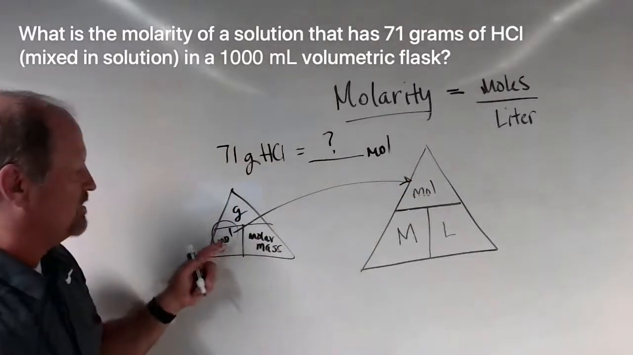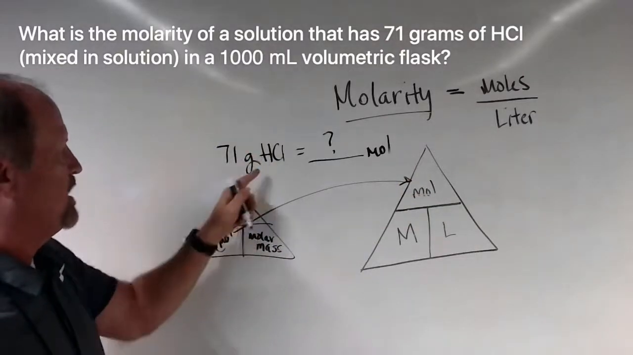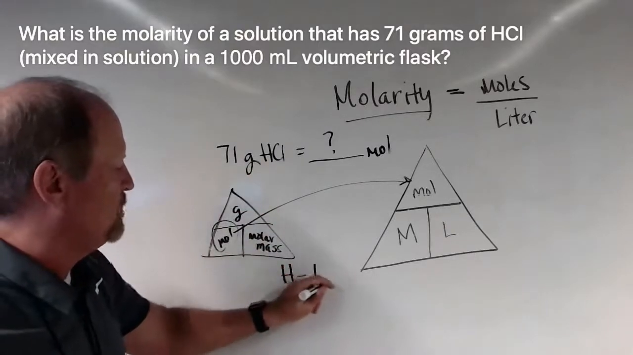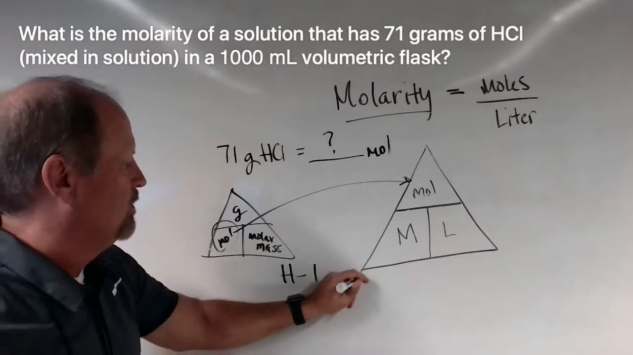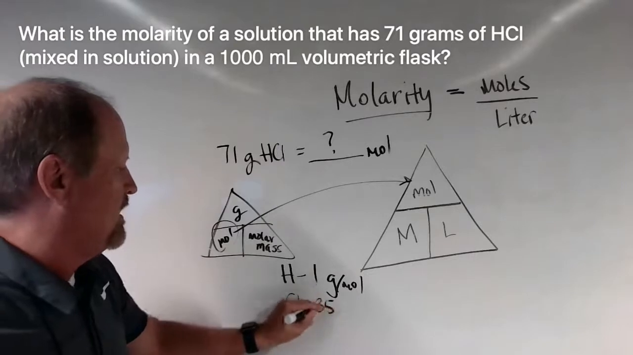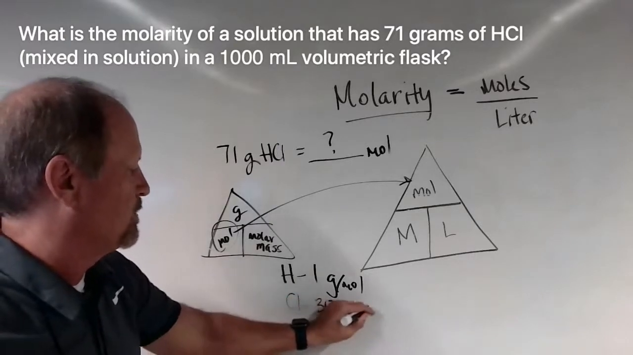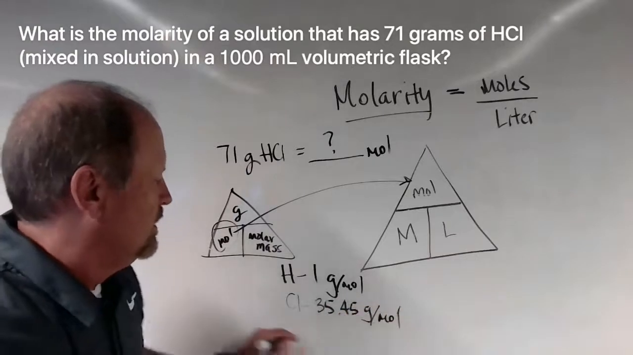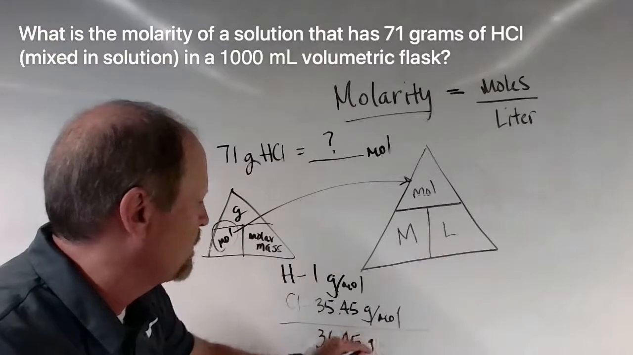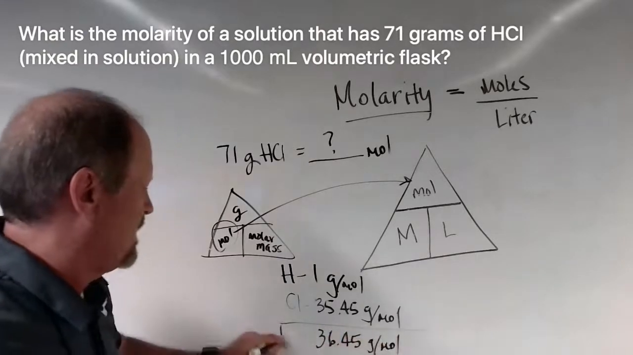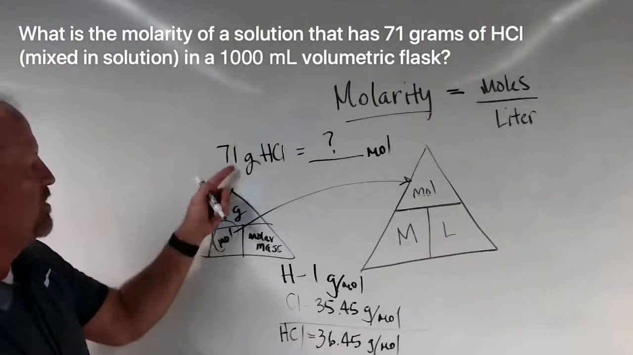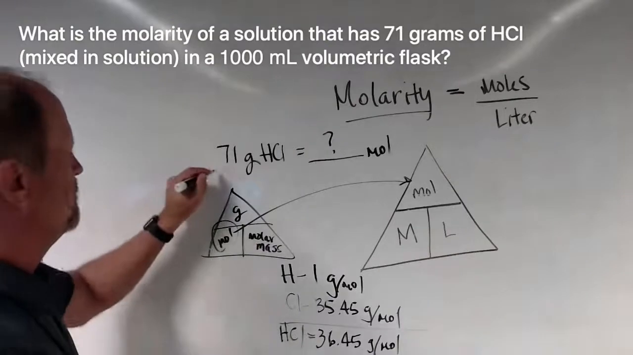So let's focus on this. Take 71 grams divided by the molar mass of HCl. What's the molar mass of HCl? Well, H has a molar mass of 1 gram per mole, and chlorine has a molar mass of 35.45 grams per mole. So that has a total of 36.45 grams per mole. And that's hydrochloric acid, HCl. So we take 71 grams divided by 36.45.